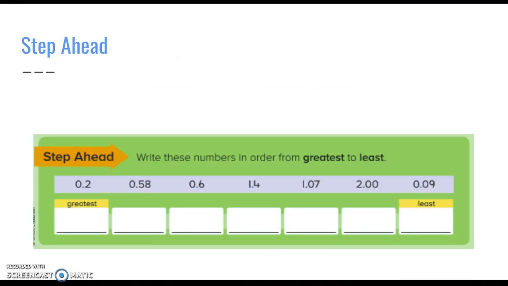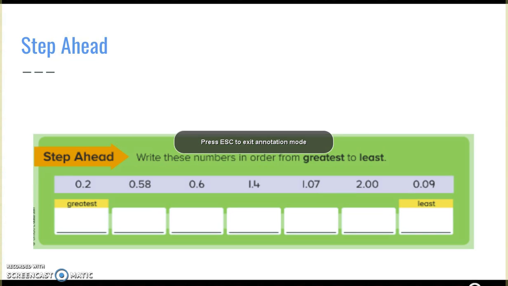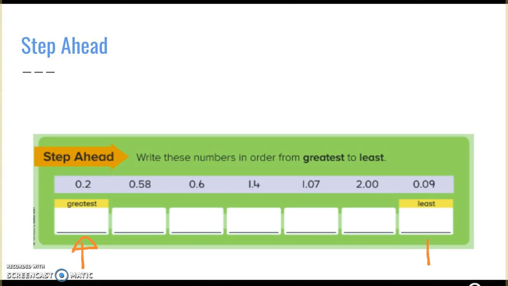For the step ahead, it says to write these numbers in order from greatest to least. So make sure that you remember that we are ordering from greatest to least, meaning that your greatest number will be over here and your least number will be over here. For me, I think it's easier to start in the least column, but whichever works best for you is the best method.